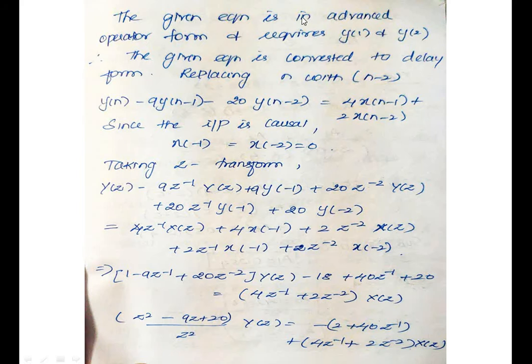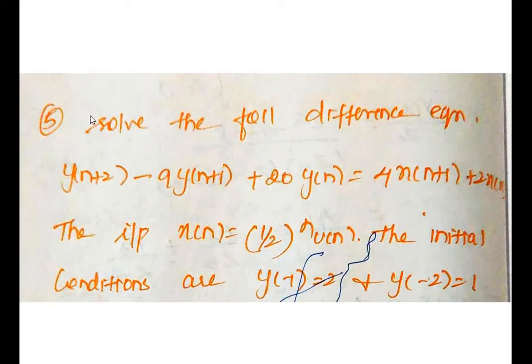So here we have the given equation is actually in the advanced format, which actually requires the initial conditions y of 1 and y of 2. But in the given question, y of minus 1 and y of minus 2 initial condition values are given. So what we do is we will convert the entire equation into delay form. So what is given here is in advanced form. So we just bring it in delayed form.